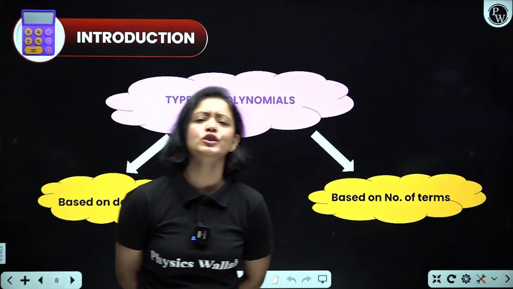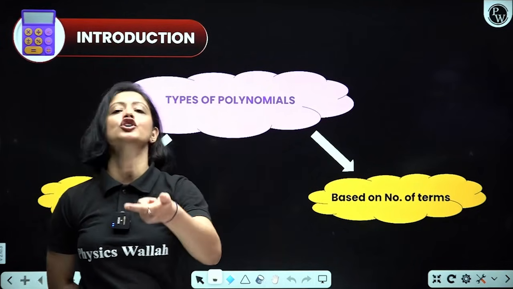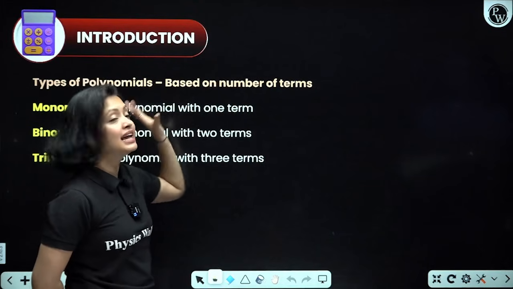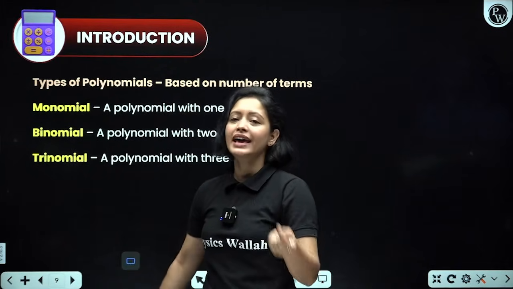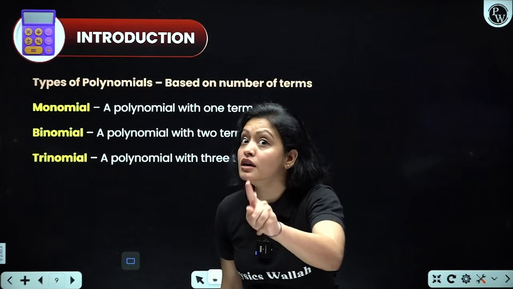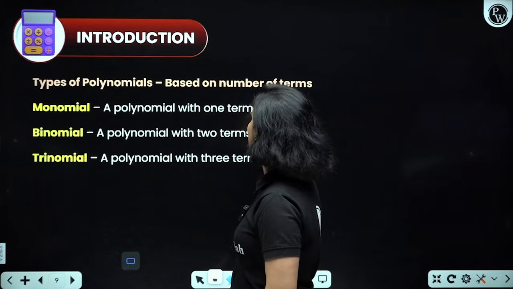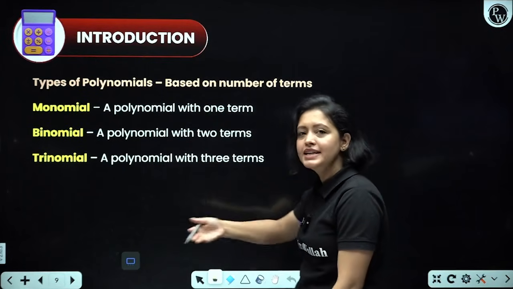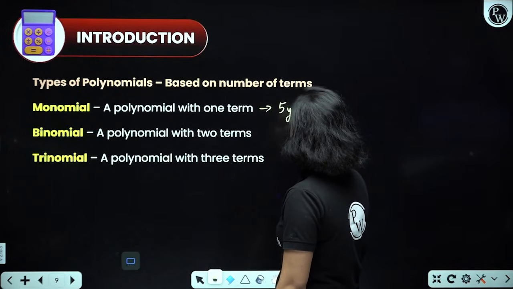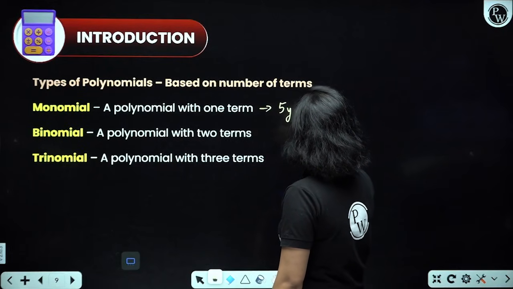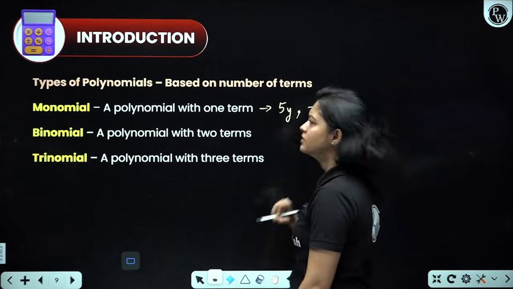So we are basically going to discuss types of polynomials based on degree and based on number of terms. Let's start with the types of polynomials based on number of terms. If a polynomial in standard form has exactly one term, then it is a monomial. Let's write certain examples of monomial. We have 5y, or minus 21y raised to power 6, or simply 6.